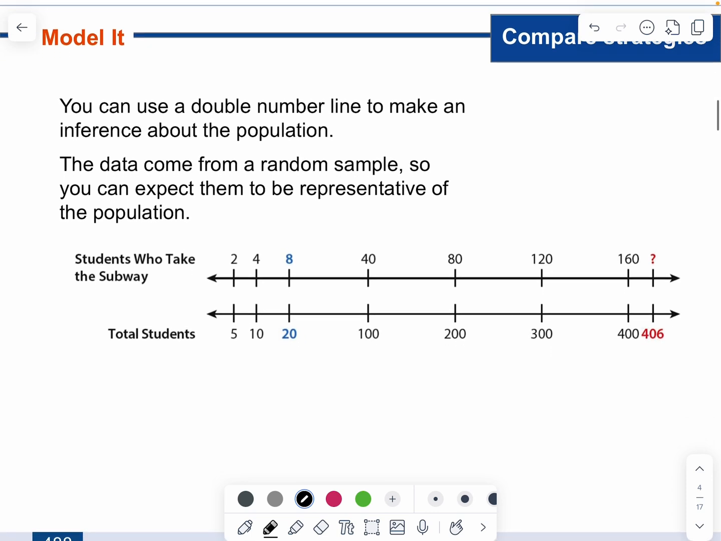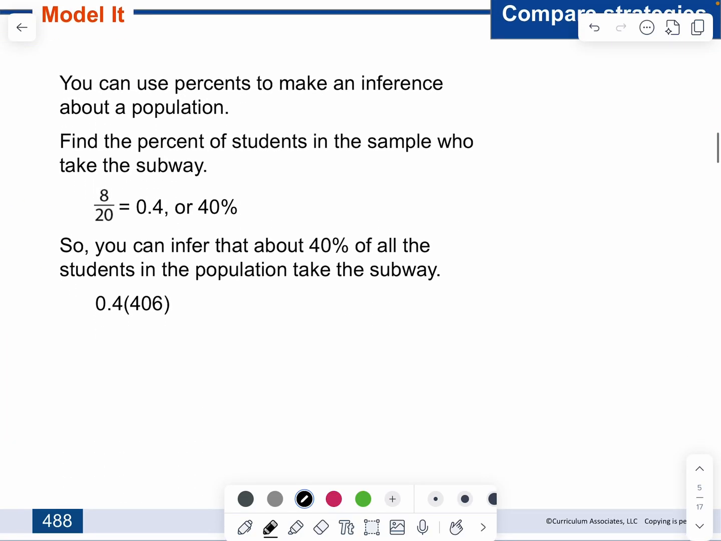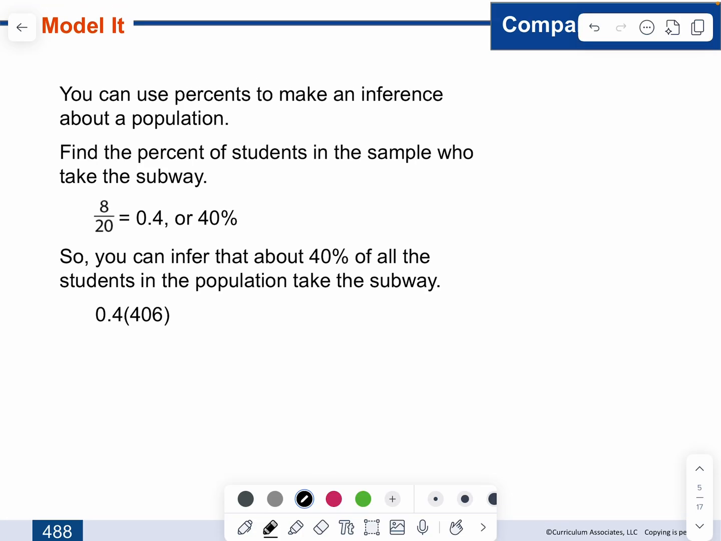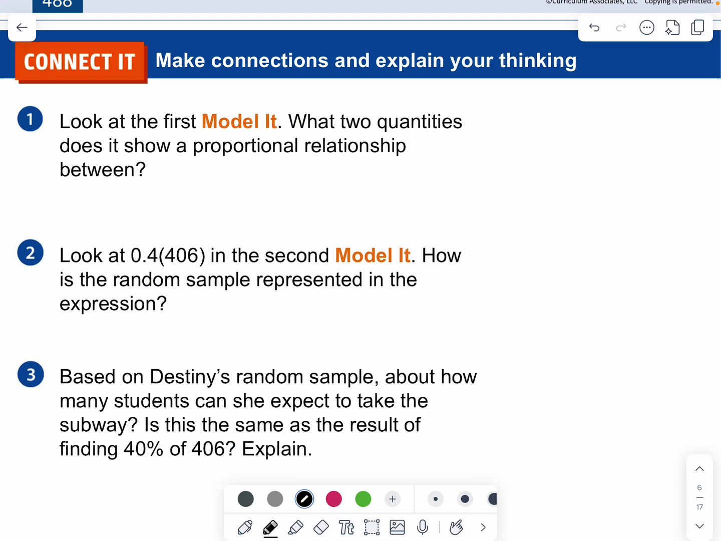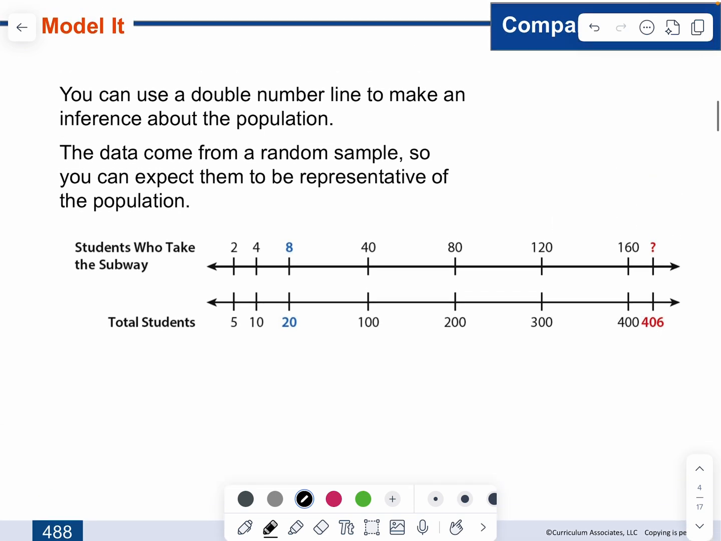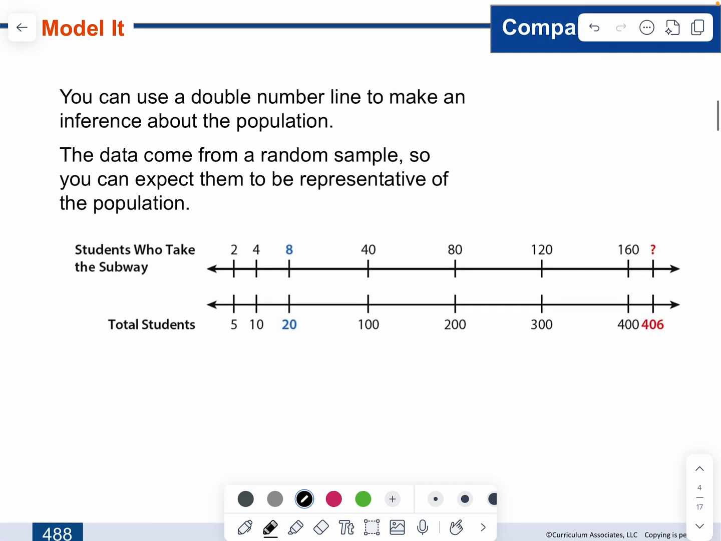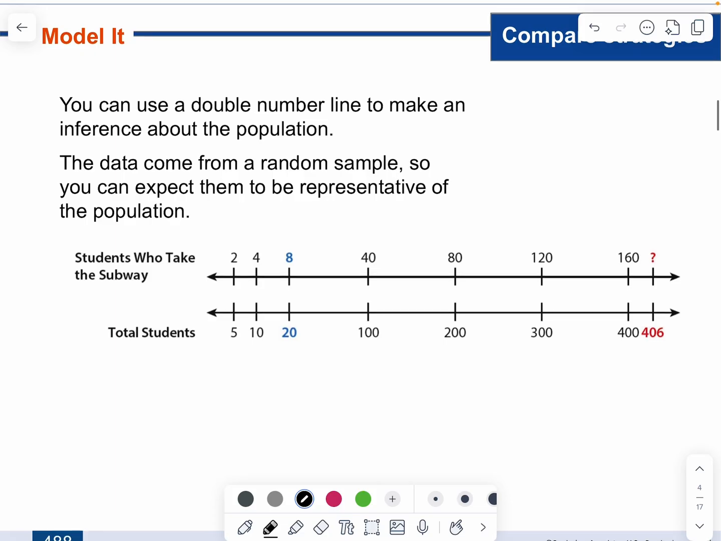Here we go. iReady shows a number line. Or the way we did it, using 40%. And you can think about these. We're not going to answer all of them. Look at the first model. What two quantities does it show a proportional relationship between? Students who take the subway and total students.